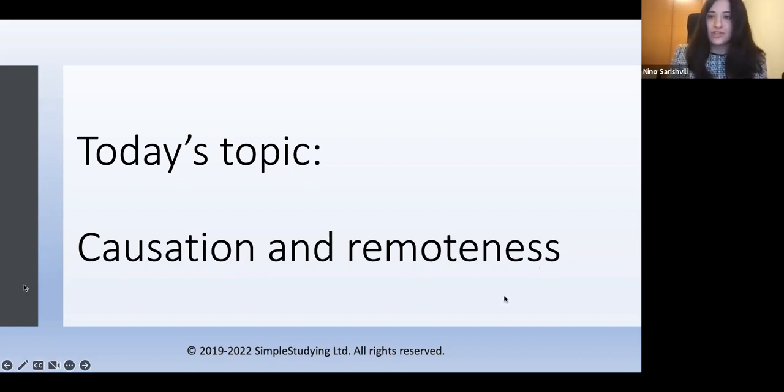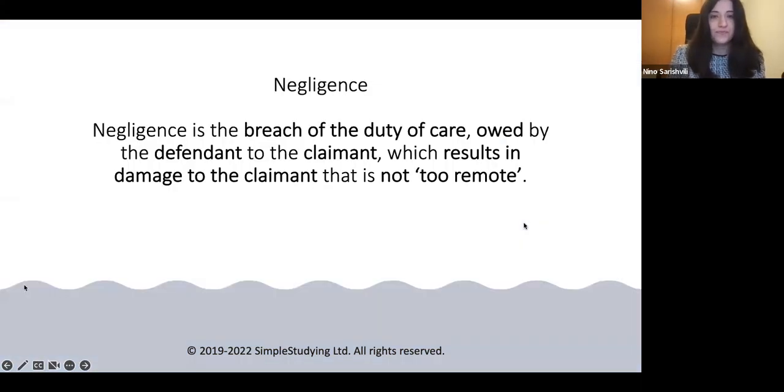So let's start with causation and remoteness. Negligence is the breach of duty of care owed by the defendant to the claimant, which results in damage to the claimant that is not too remote. We already have a revision session done on duty of care and breach of duty. I'll send that to you and you can revise.